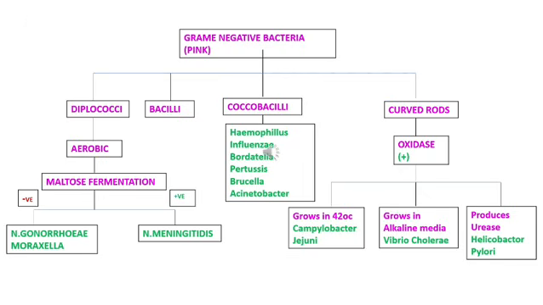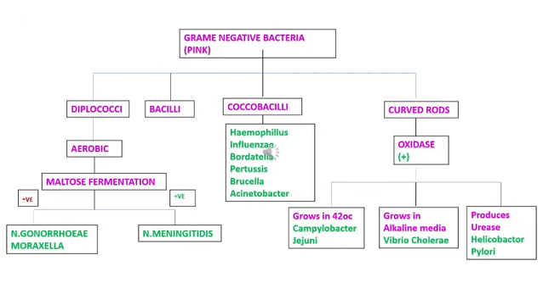Like I said before, gram-negative bacteria appear pink in the gram stain. We have four different categories of gram-negative bacteria. The first one is Diplococci, then gram-negative bacilli, Coccobacilli and curved rods. These are the four different categories of gram-negative bacteria. First, let's discuss Diplococci in detail.